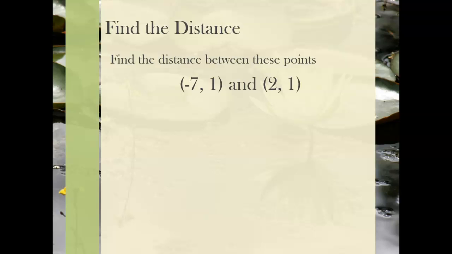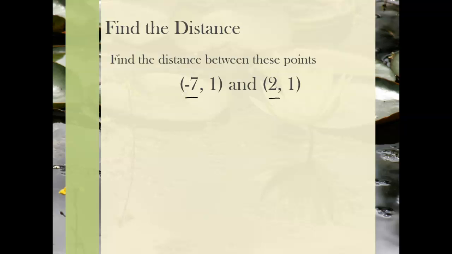For these ordered pairs, let's find the distance without using the coordinate plane. We need to analyze the 2 ordered pairs to determine if they are in the same quadrant. We can tell that they are not in the same quadrant because the x value for the first ordered pair is negative and the x value for the second ordered pair is positive.